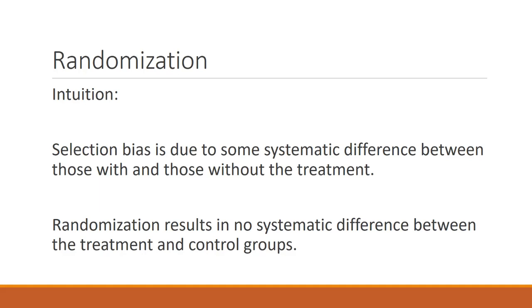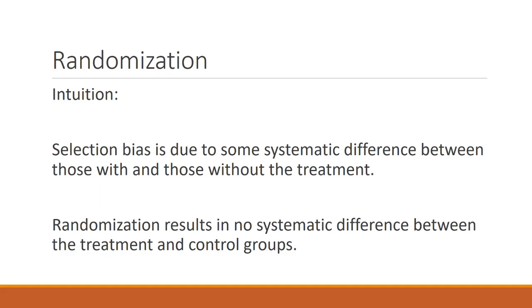Well, how does randomization solve that? What's the intuition? The intuition is that when I randomly determine who gets the bed nets, then there is no systematic difference between the treatment group and the control group. Because if something is random, that means it is not influenced by anything else. It is not influenced by any other data, any other characteristic.